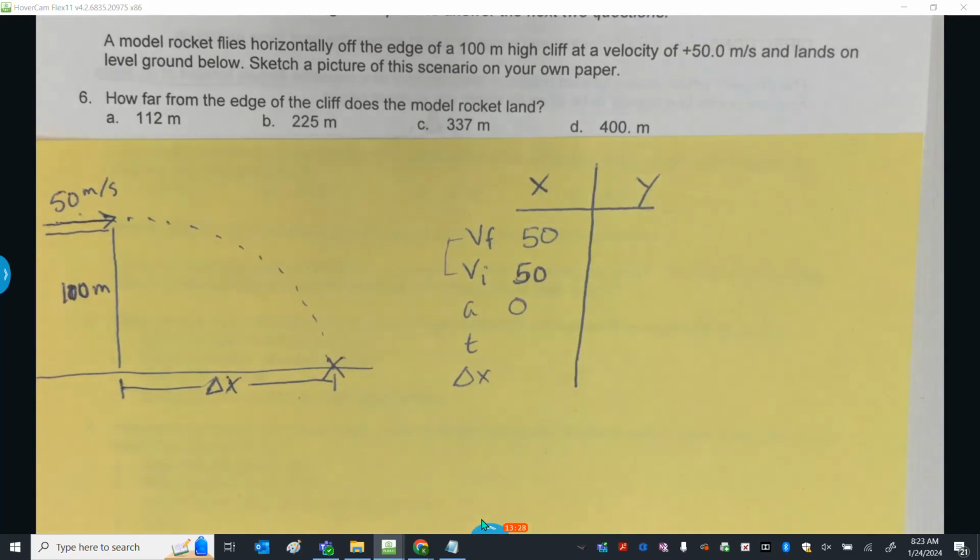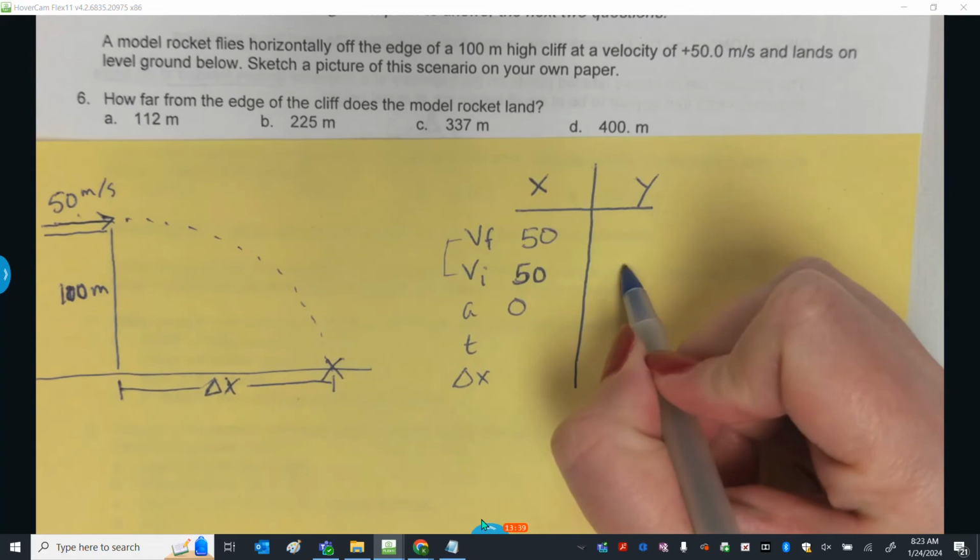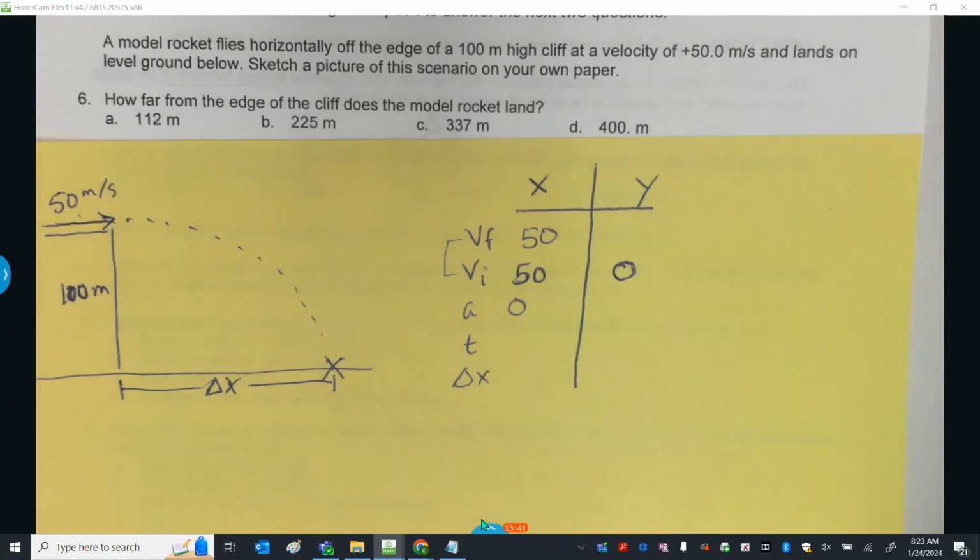Vertically speaking, because I have a horizontal launch, and this is always the case, if you have something launched horizontally, that means it's not launched vertically. So my initial vertical velocity will be 0. So my VI vertically will be 0.